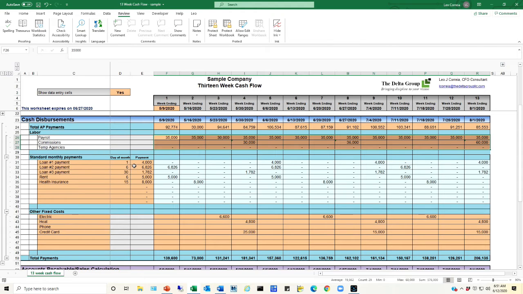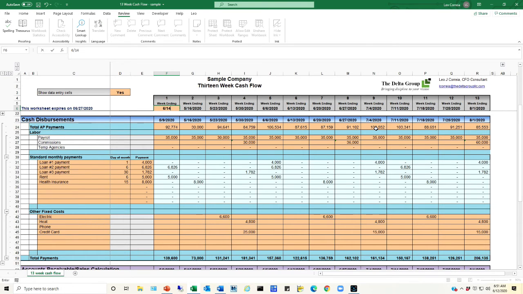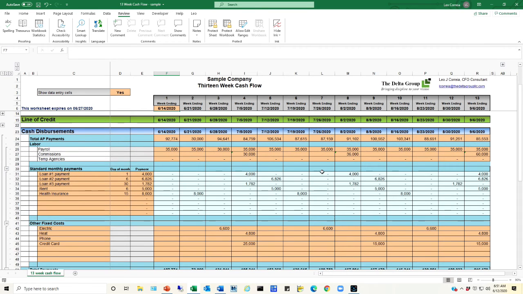So in this situation, we put the day of the month that it's due, and then we put the amount in, and it will put it in the appropriate column so we can see the cash flow. Now, if I change the week ending date, all the payments will change accordingly. They will move around based on what date they happen to fit into. So this is an example of how we try to make it easy.